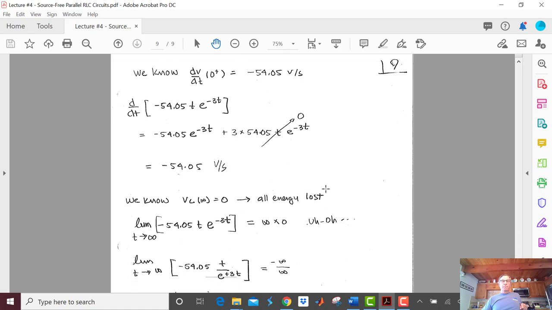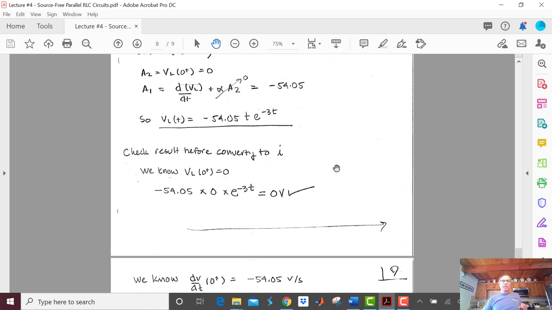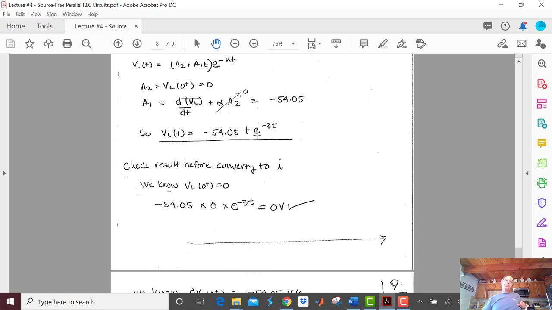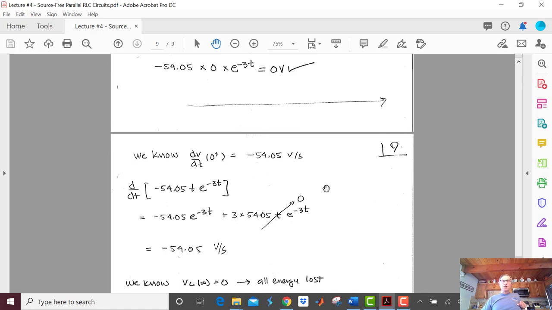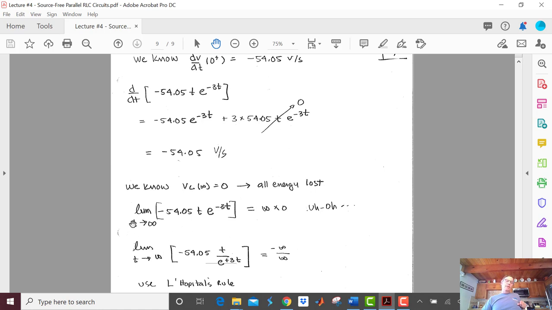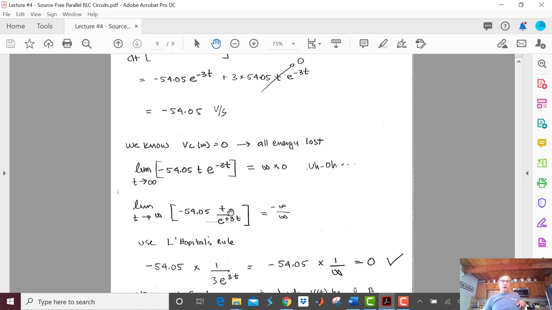So let's take our equation, which is right up here, and substitute time equals infinity. Should be easy. The limit as t goes to infinity of minus 54.05t times e to the minus 3t: t is going to infinity, the exponential is going to zero, so infinity times zero. Or we could say this is really just minus 54.05t divided by e to the 3t, with the exponential downstairs. And we got infinity over infinity.